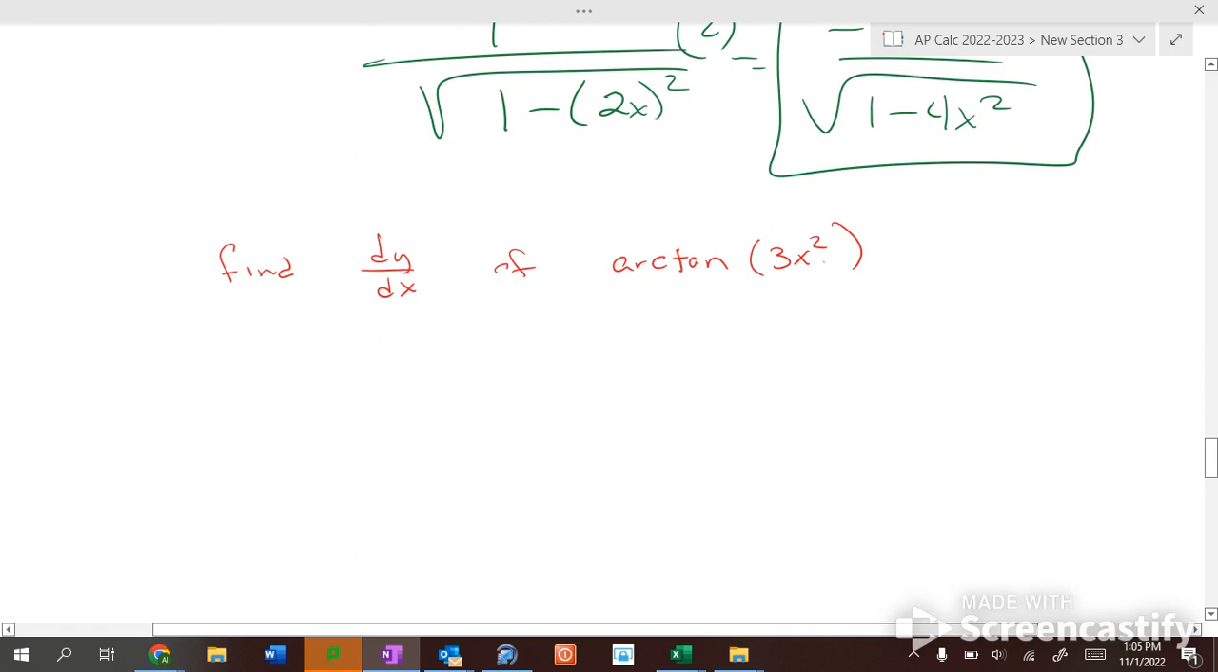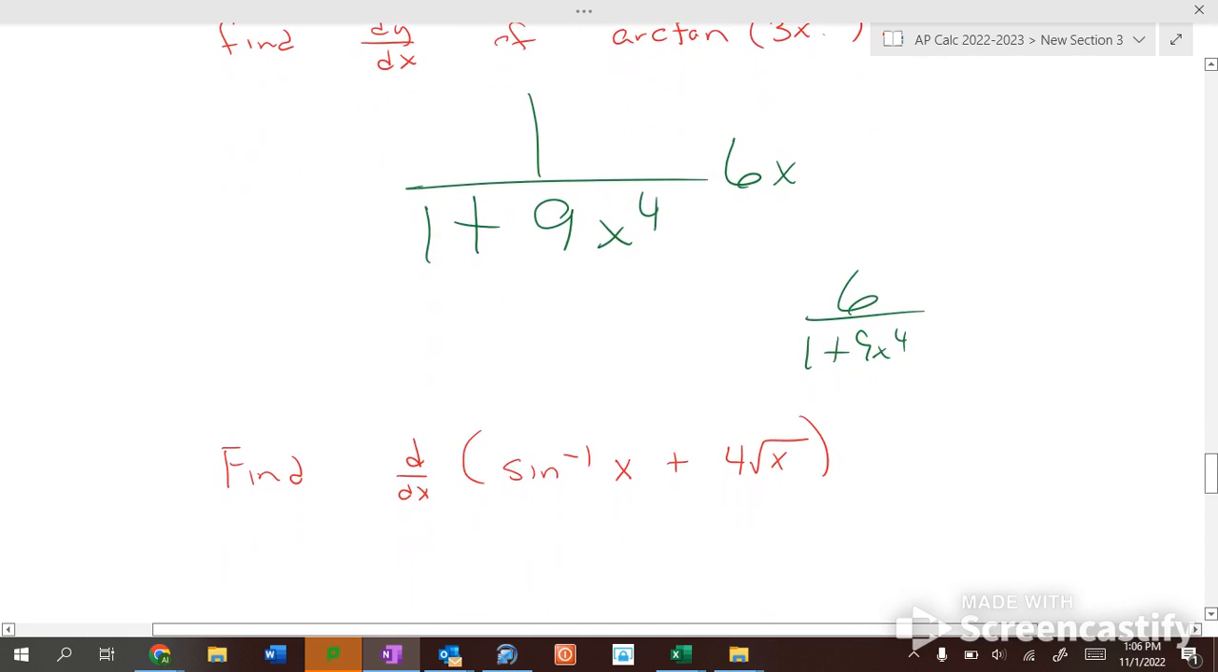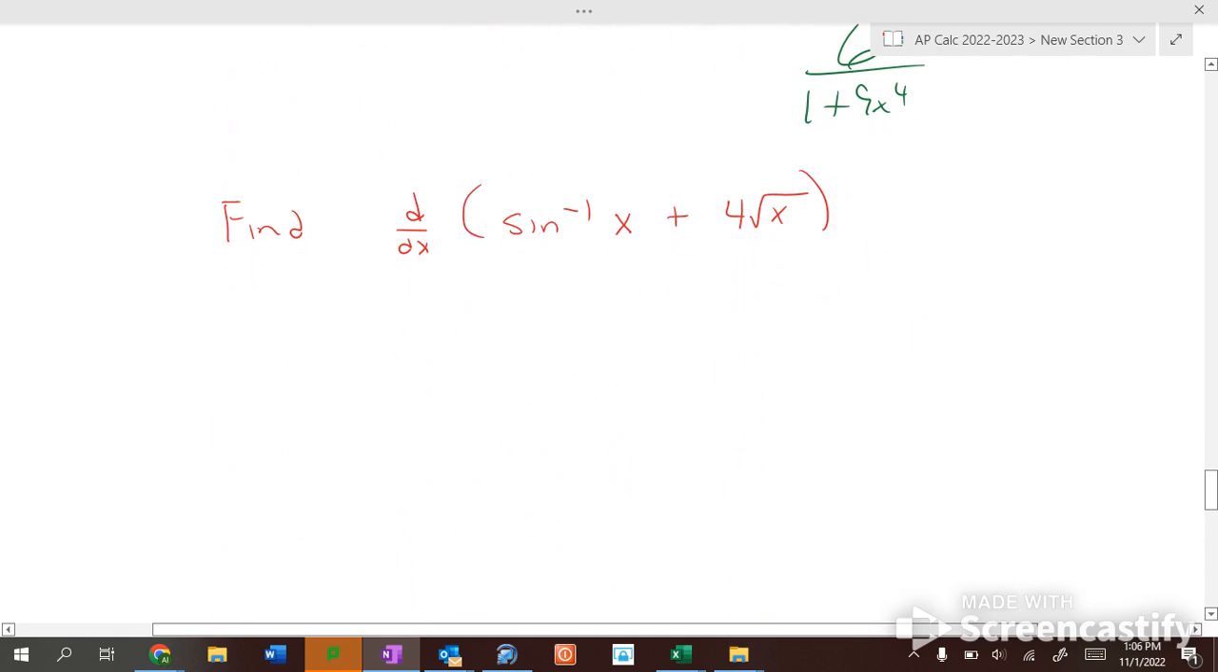Arctangent. So it's 1 over 1 plus 9x to the fourth, because you're squaring that, times the first derivative of that, which is 6x. So we're good at throwing those three out there, right? Yeah. What about this one?